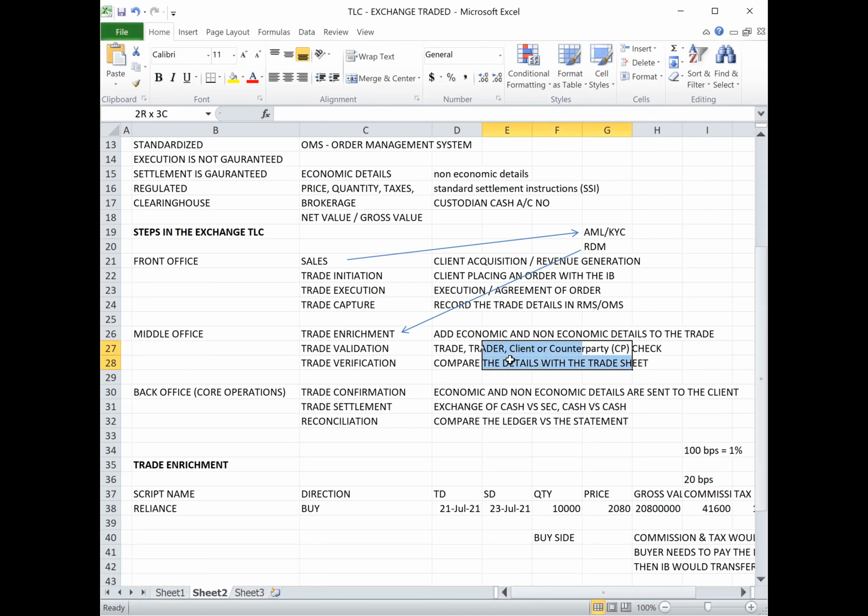So guys, that's what is done. Everything is checked. What are the trade details? What is the trader doing? What is the client doing? Everything is checked. That's why we call it risk management. They make sure that we are not doing anything wrong. Everything is within limits. Everything is legal. So compliance work, legal work, risk management, all that happens in the middle office. Are we clear with trade validation, guys?